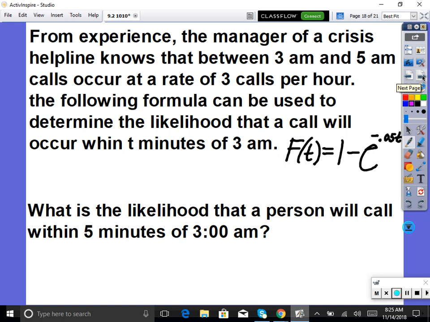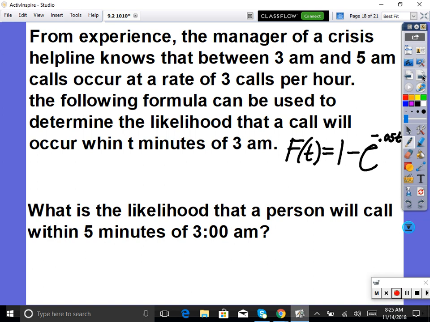So let's read it. It says, from experience, the manager of a crisis helpline knows that between 3 a.m. and 5 a.m., calls occur at a rate of 3 calls per hour. The following formula can be used to determine the likelihood that a call will occur within t minutes of 3 a.m. It says, what is the likelihood that a person will call within 5 minutes of 3 a.m.? What would I do? Plug in a 5 into the equation and use your calculator to calculate it.